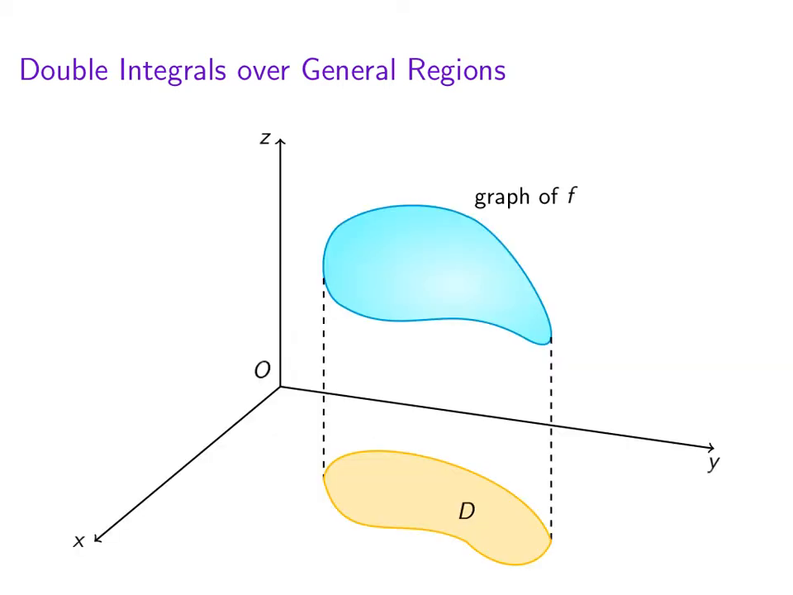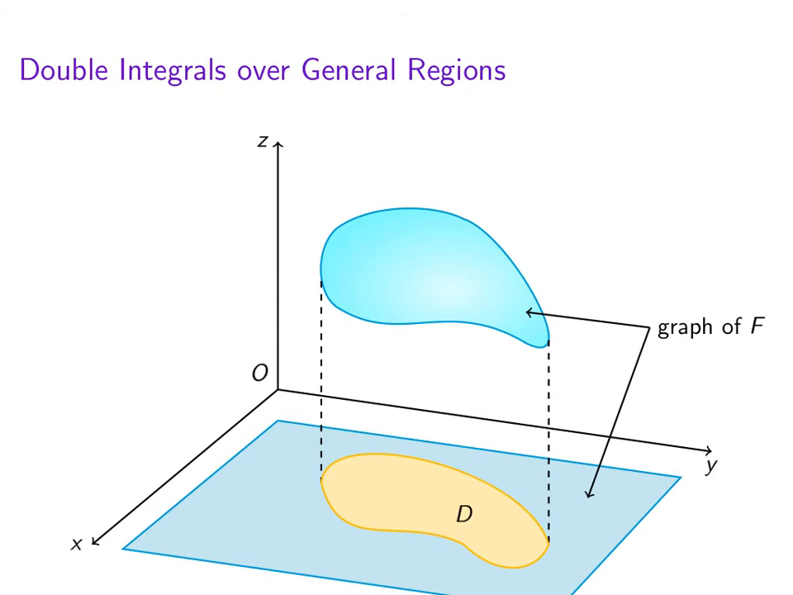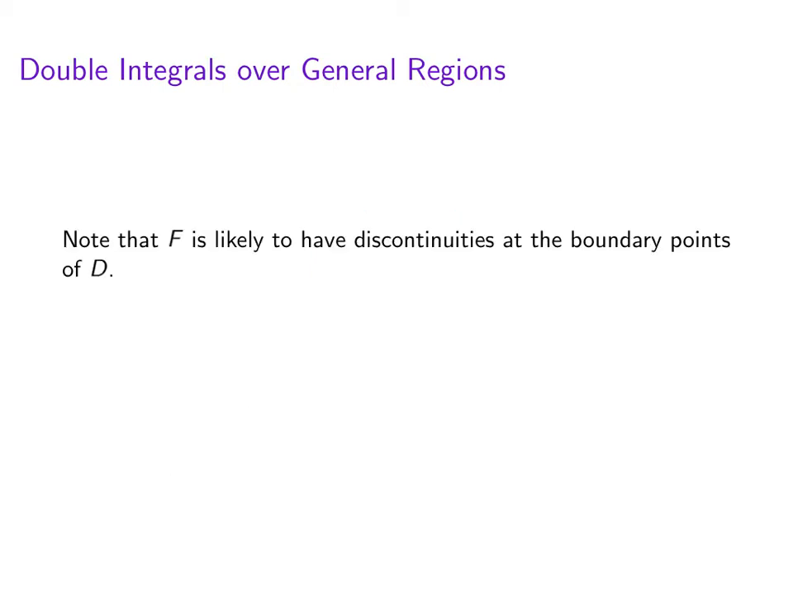So here we have some graph of f that lies above some region D. We really should be thinking about this graph of capital F. When we're outside of D but inside the rectangle, then big F takes on the value of 0. So there won't be any volume under that portion. Notice that F really is almost certain to have discontinuities at the boundary points of D along the edges.